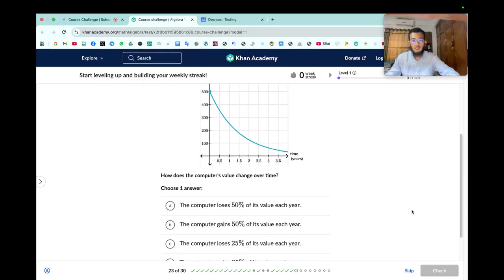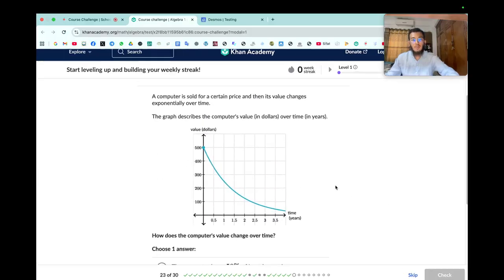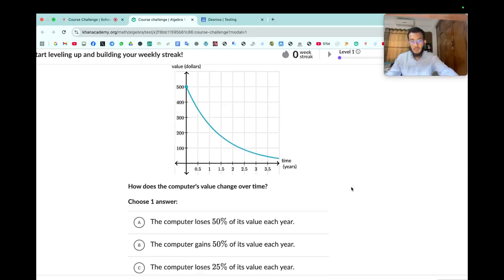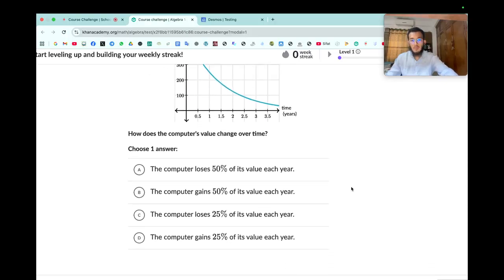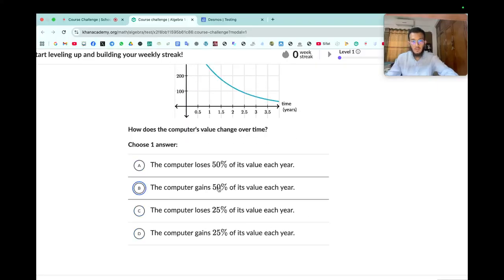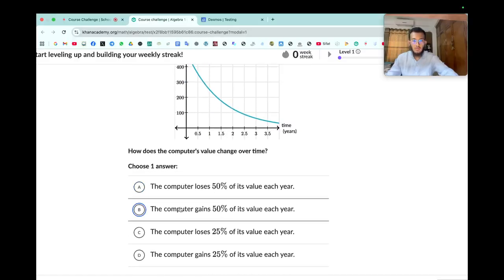A computer is sold for a certain price, and then its value changes exponentially over time. The graph describes the computer's value in dollars over years in time. Okay, how does the computer's value change over time? The computer loses 50% of its value each year. Okay, 50% gains, obviously it's not gains, it's losing. So option B and option D is gone.